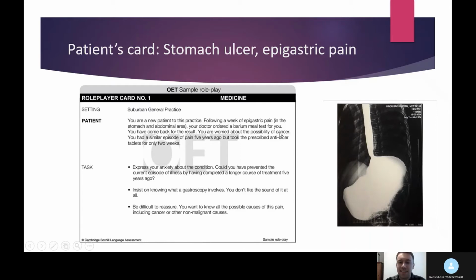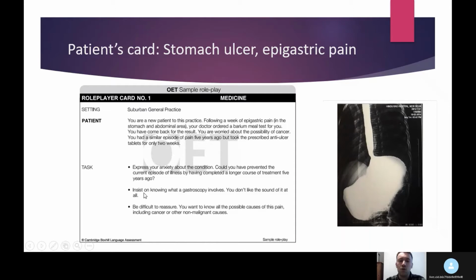They're worried about cancer. It also gives them the backstory, and it's quite a unique backstory. This patient had epigastric pain 5 years ago, and they were prescribed anti-ulcer tablets for a period. However, they didn't complete the course of tablets, and so now they're worried, thinking, are they to blame? Has their failure to complete the prescribed course resulted in this pain? So they've got a very specific concern that they're going to explain in phase 1 of the speaking exam.